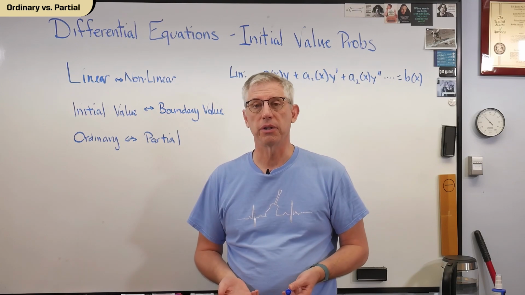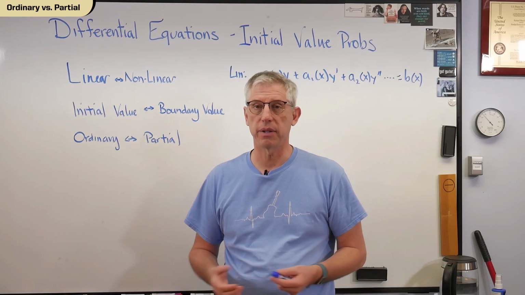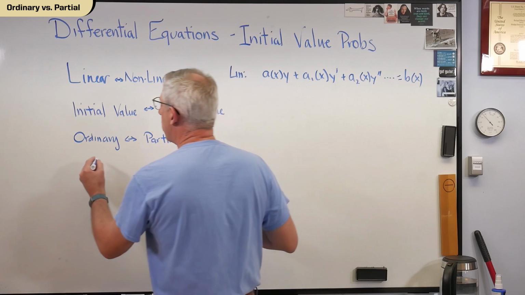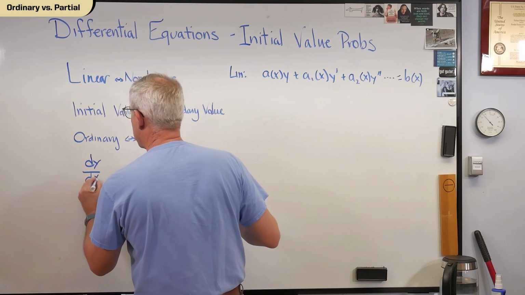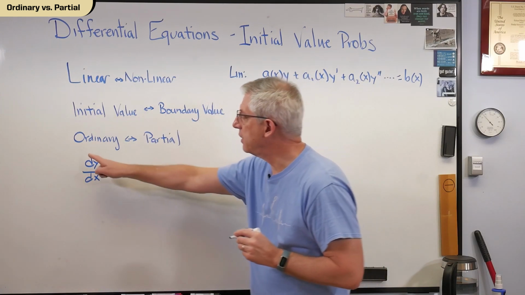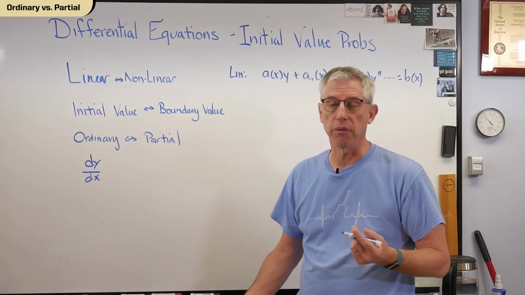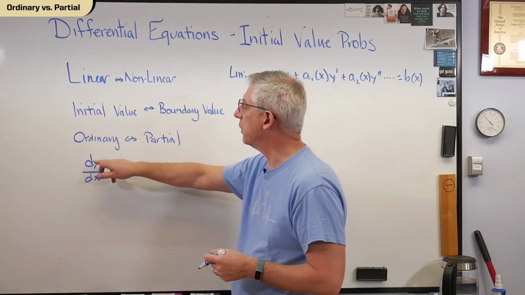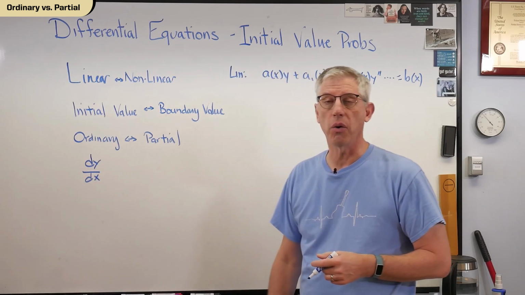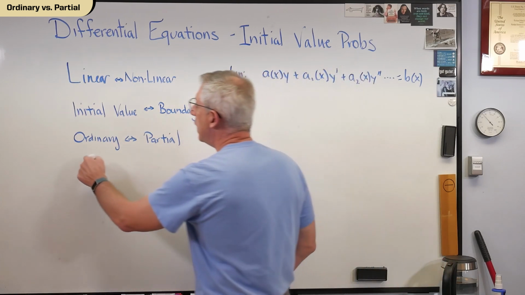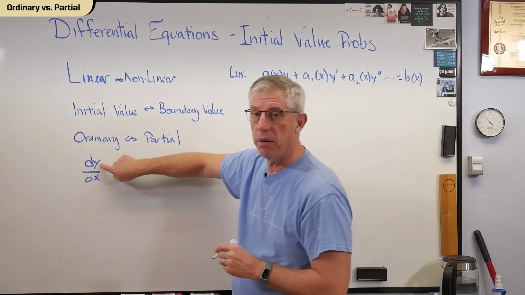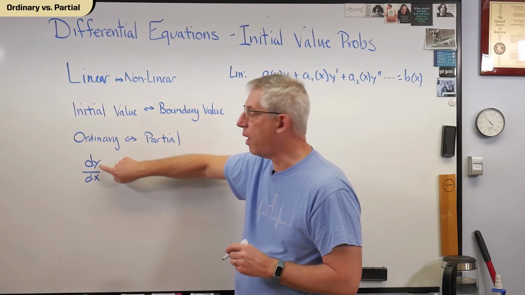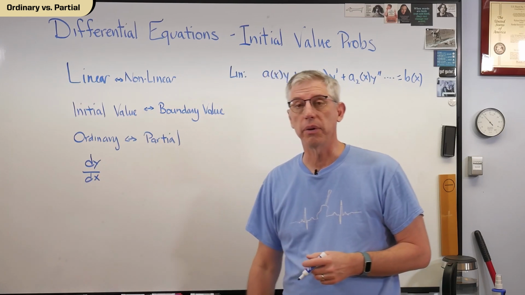A partial differential equation has more than one. It's that simple. What you see with ordinary is you'll see things like dy/dx, right? So that d there stands for differential, infinitesimal there. And that's how you know you've got an ordinary differential equation. When you see that d there, that means you've got one independent variable. In this case, the dependent variable would be y, and the independent variable is x.